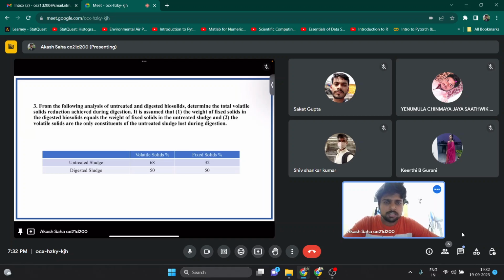So we have to assume a few things. We have to assume that the weight of the fixed solids is equal in both cases. Like before digestion and after digestion, the fixed solids are not changing. This is the first assumption. And the second assumption is that the volatile solids are the only constituents which are lost during digestion. So the fixed solids remain intact, whereas the only change happening is to the volatile solids. These are the two major assumptions in the question, which is normally the case. So we have to find out the total volatile solids fraction. Okay.